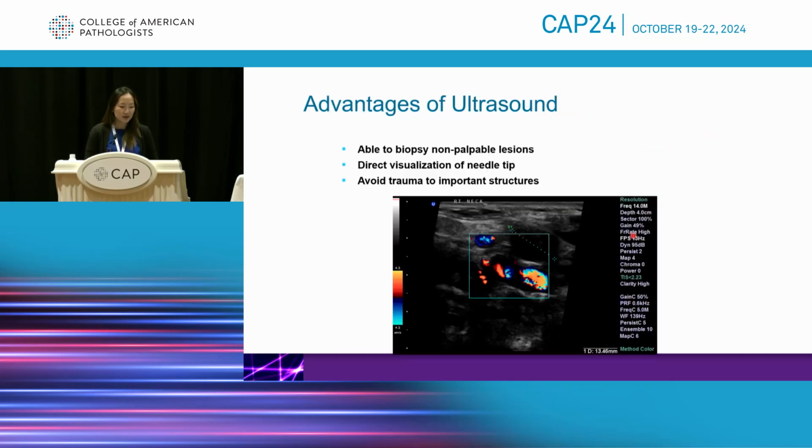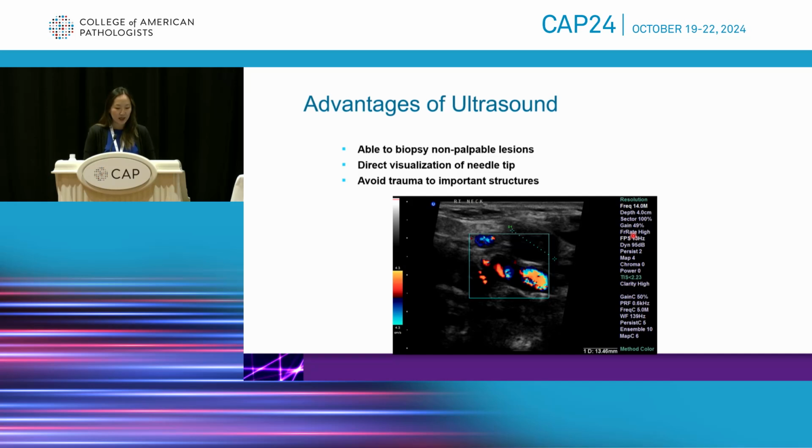So what are the advantages of ultrasound? I think the first one for those of us who are cytopathologists is you can biopsy non-palpable lesions, right? You don't have to just stick people blindly if you can't feel it. You can directly visualize your needle tip, which is nice, especially if you're in the head and neck area where there's a lot of valuable real estate. You might want to know where your needle tip is. And you can avoid trauma to important structures, such as these neck vessels that I've shown you here.